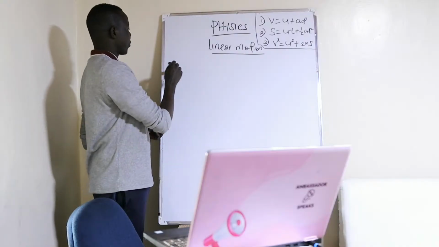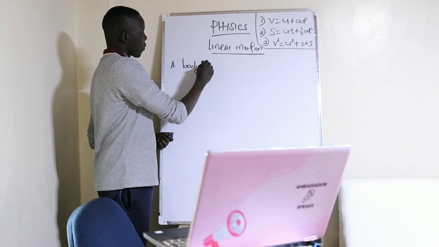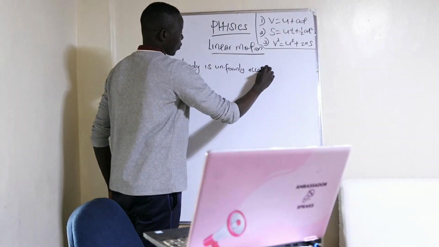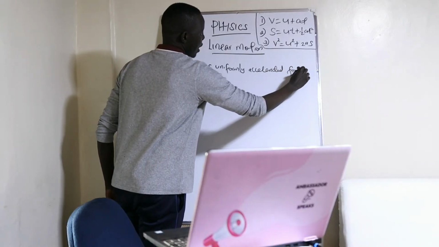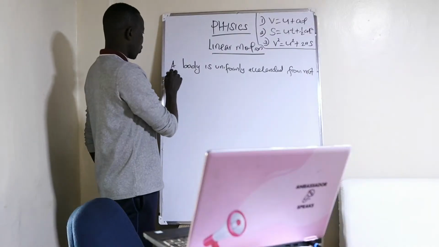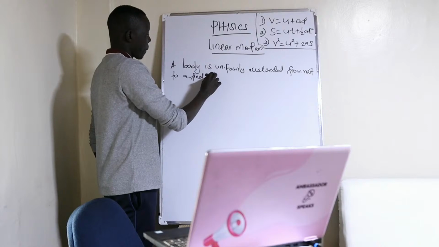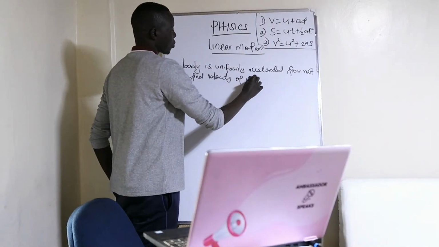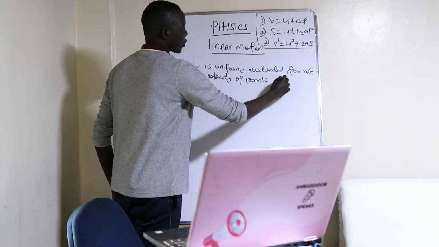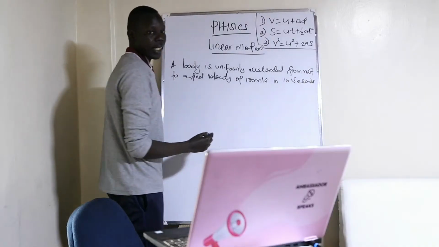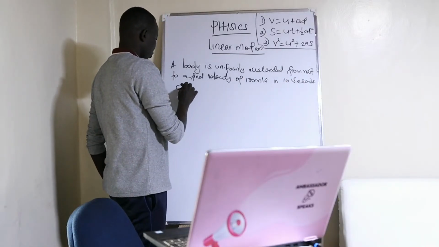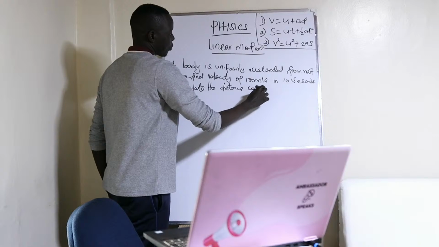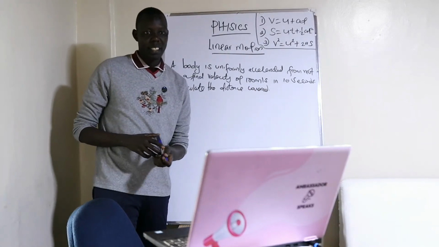The question reads: a body is uniformly accelerated from rest to a final velocity of 100 meters per second in 10 seconds. Calculate the distance covered.